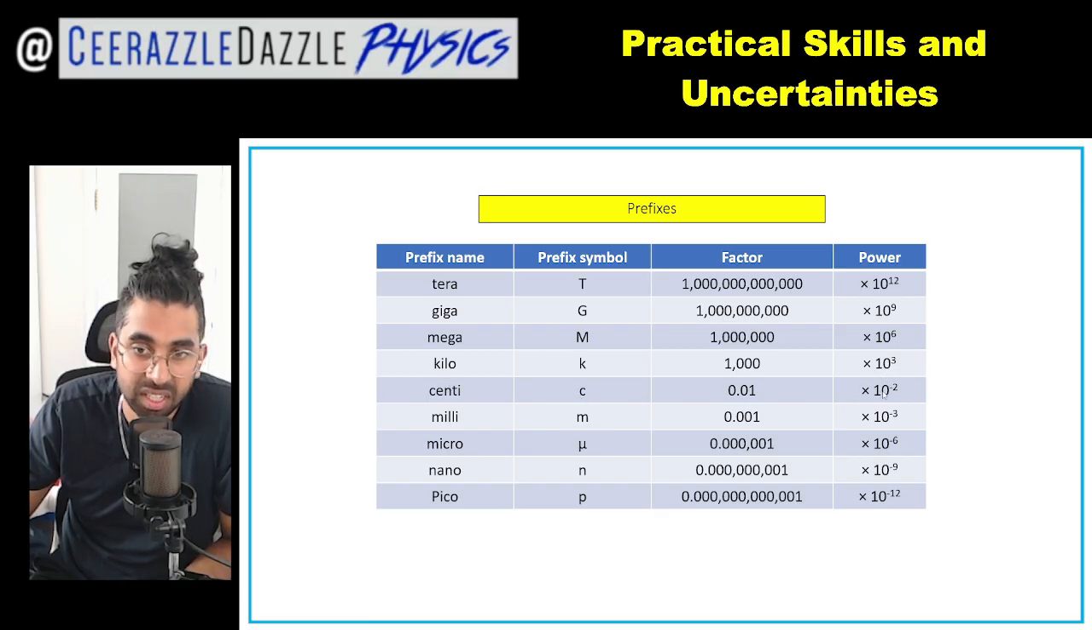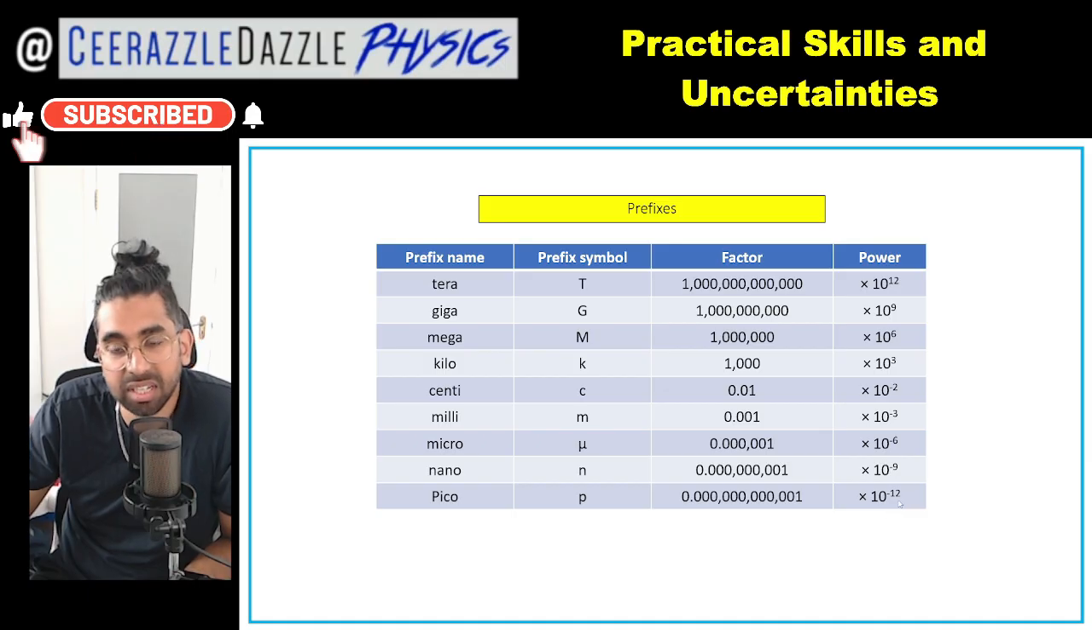Centi, lowercase c, times 10 to the minus 2. Milli, lowercase m, times 10 to the minus 3. Micro, the symbol mu, times 10 to the minus 6. Nano, lowercase n, times 10 to the minus 9. Pico, p, times 10 to the minus 12.